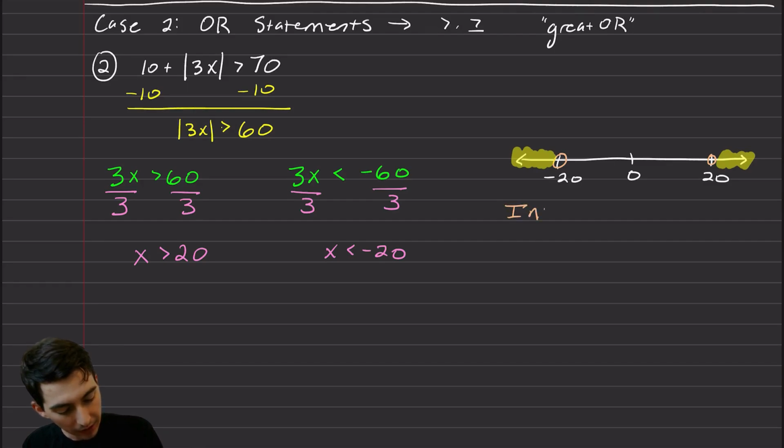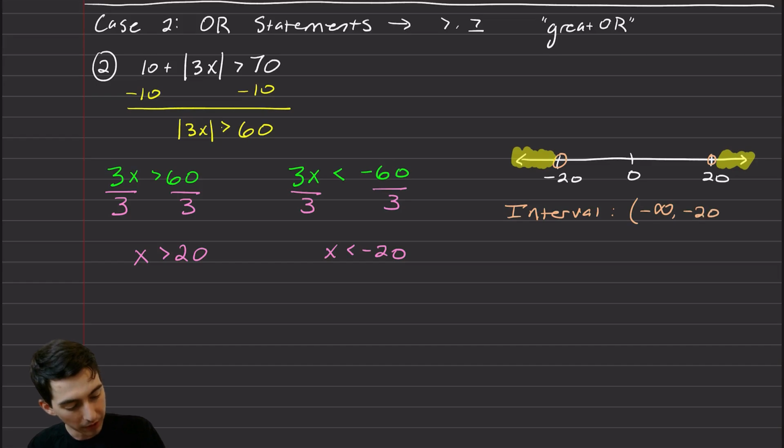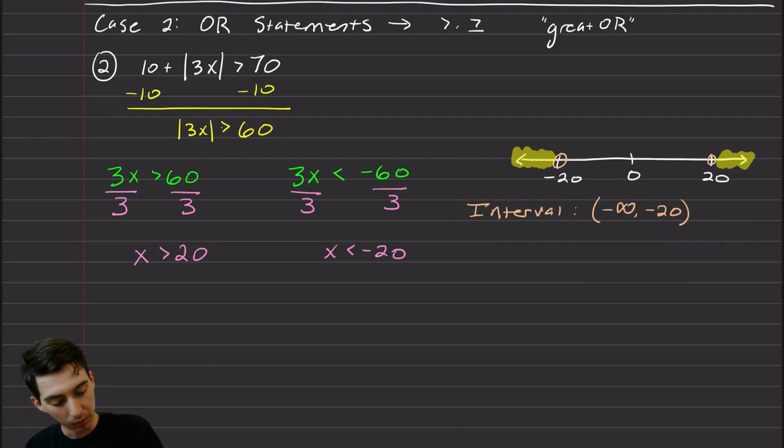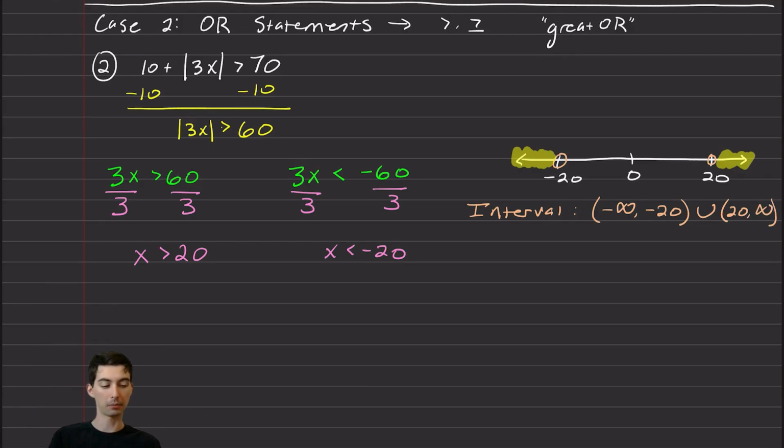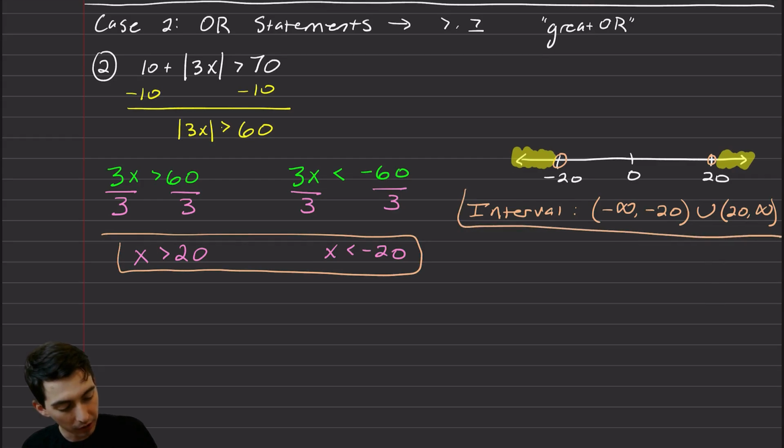Now we can write this in interval notation. We're starting to the left, and we see that it's going to negative infinity. So I'll do parentheses negative infinity all the way up to negative 20. And if you remember, to write or in math, we're going to use this big U. And then I'm starting again at positive 20 and going to positive infinity, since there's nothing stopping me going to the right. And so here is my answer in inequality notation and in interval notation, and I have it on the number line.